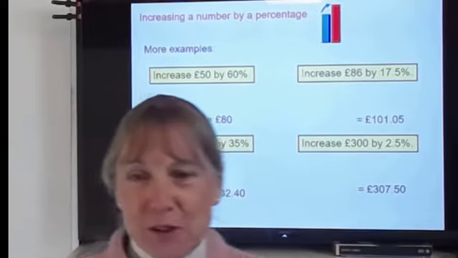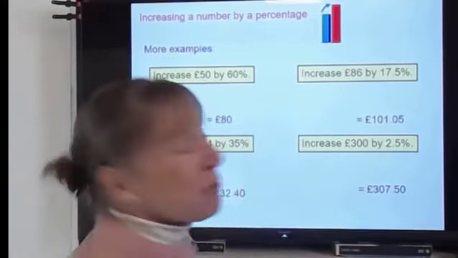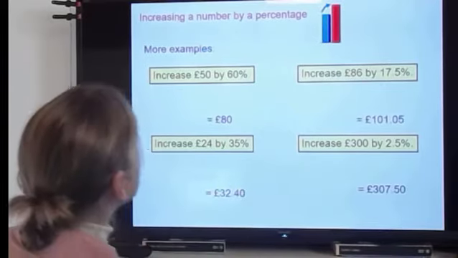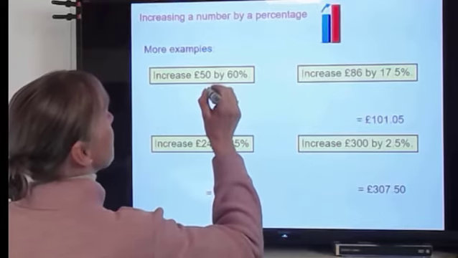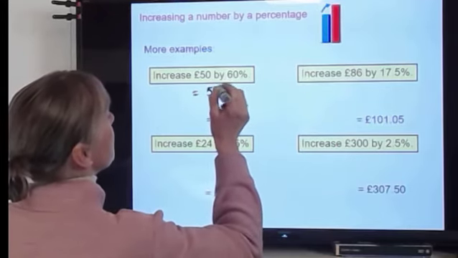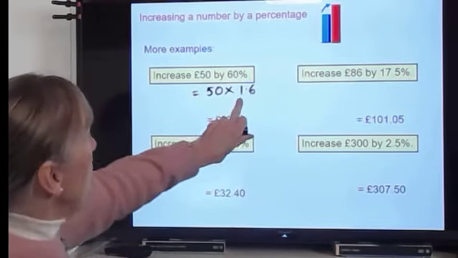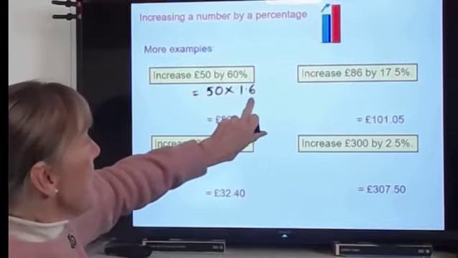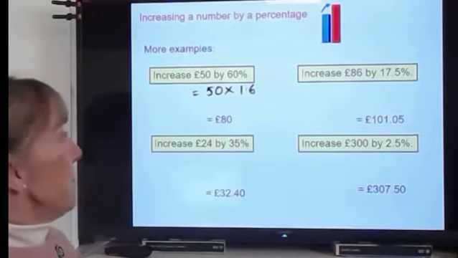Some more examples. I just want to get the hang of this because it's quite important. So increase £50 by 60%. Well, what we're going to do is say it's equal to 50 times 1.6. So the 1 will keep the 50 the same, the 0.6 will add 60%. I've got the answer there, so I don't have to do it in my head.